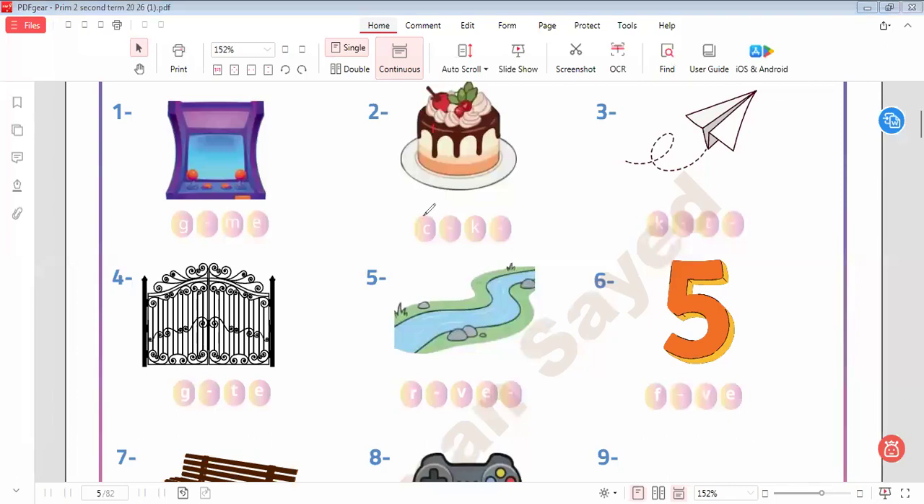I would like to say something, Grade 2. We must keep the vocab to answer this question. Why? Because if you don't keep the vocab, you can't put the missing letter. So the missing letters depend on keeping the vocab. Here we have game. Here we have cake. Here we have kite. Here we have five. Here we have river. Here we have gate. And let's continue the rest of the exercise.